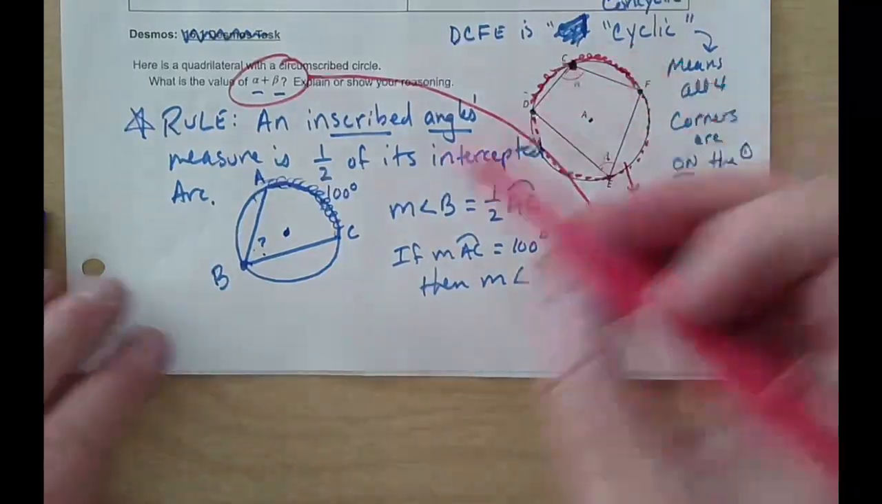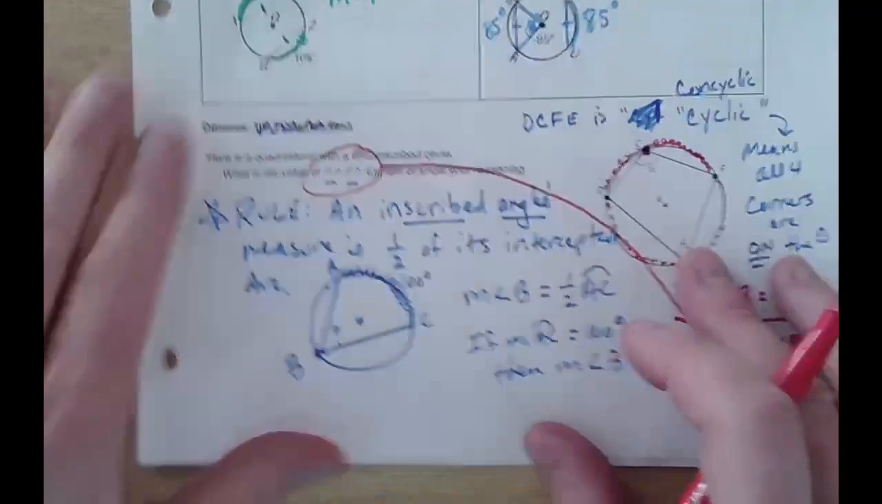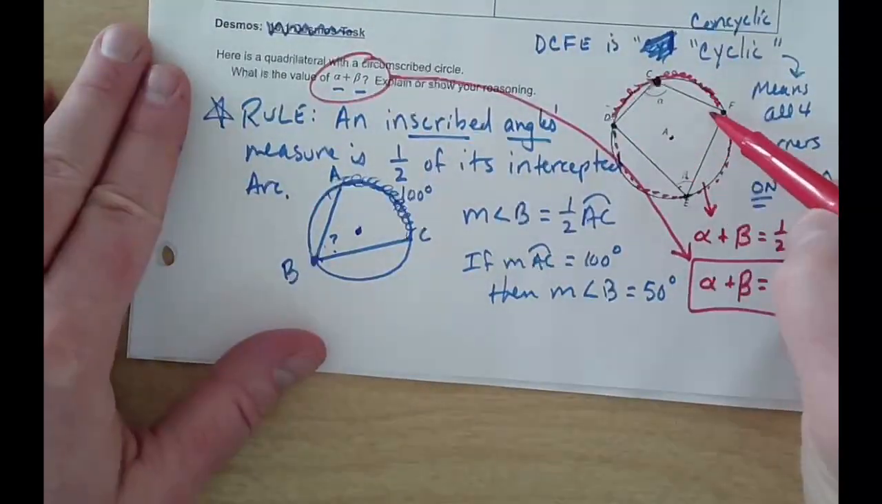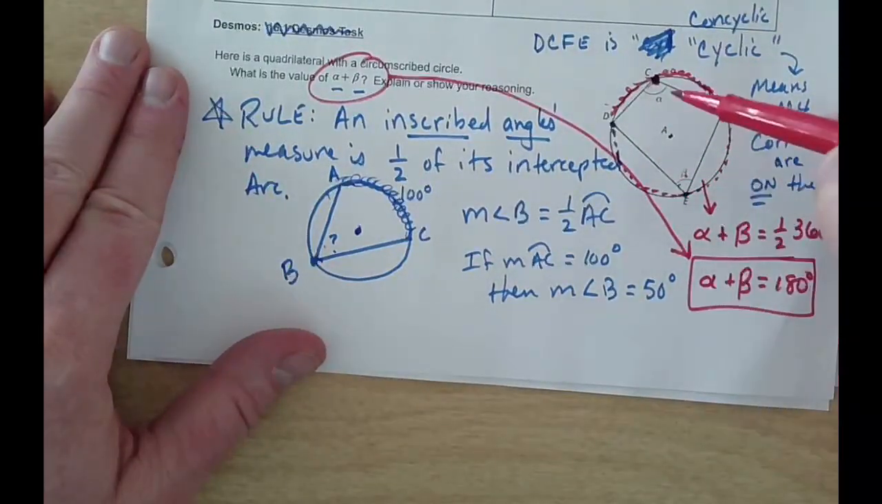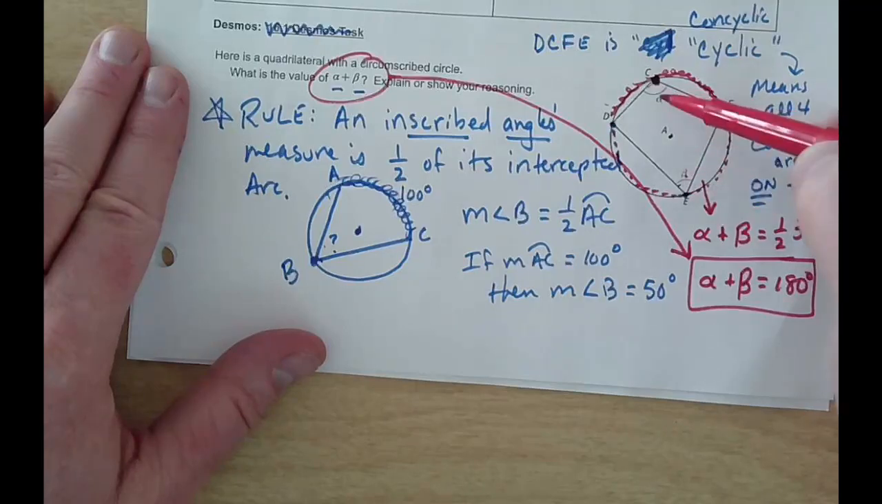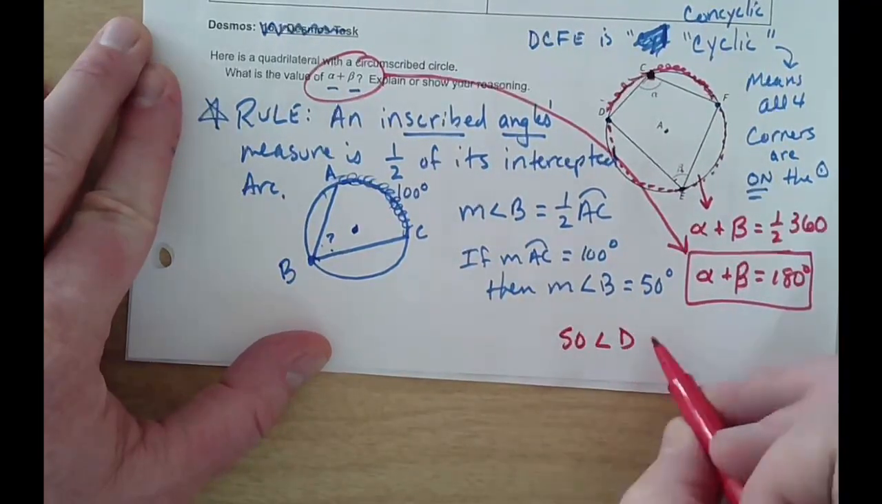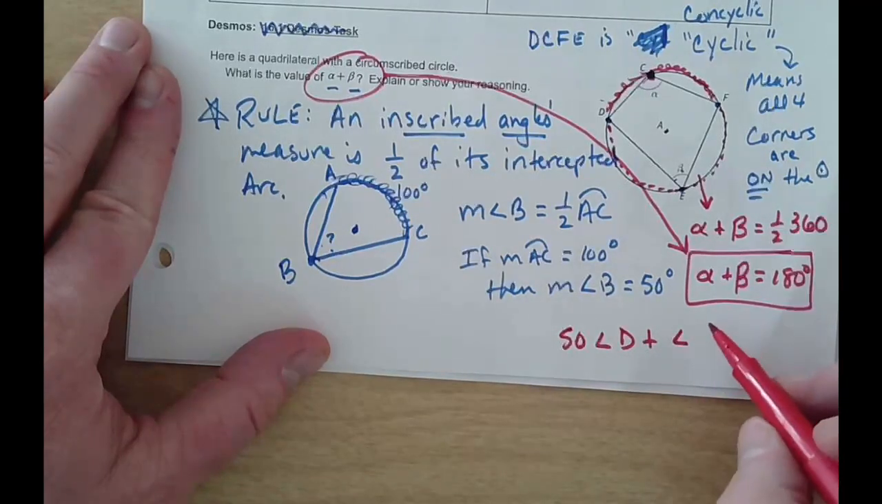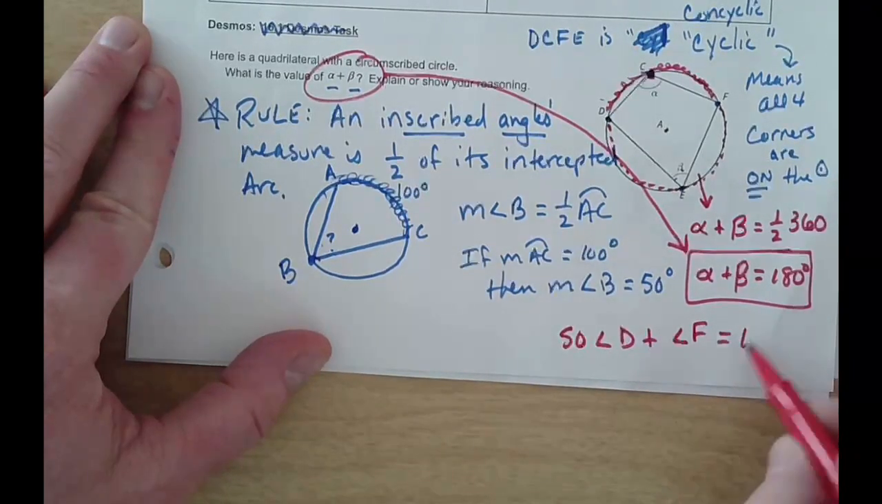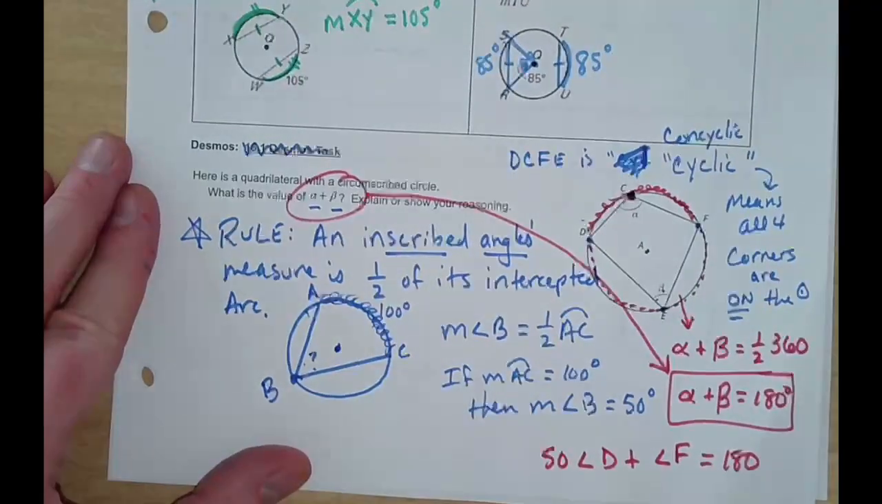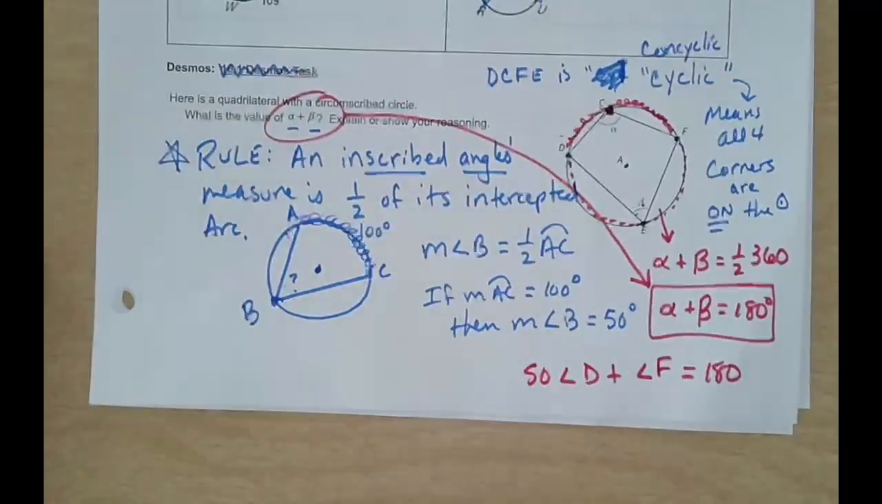This leads to a rule. Let's see if it's on the next page. They leave me room to do it on the next page, but for any quadrilateral, a four-sided figure, the opposite corners will add up to be 180 degrees. So angle D plus angle F also equals 180 degrees. That'll also equal 180 degrees. Take a moment, catch that up.